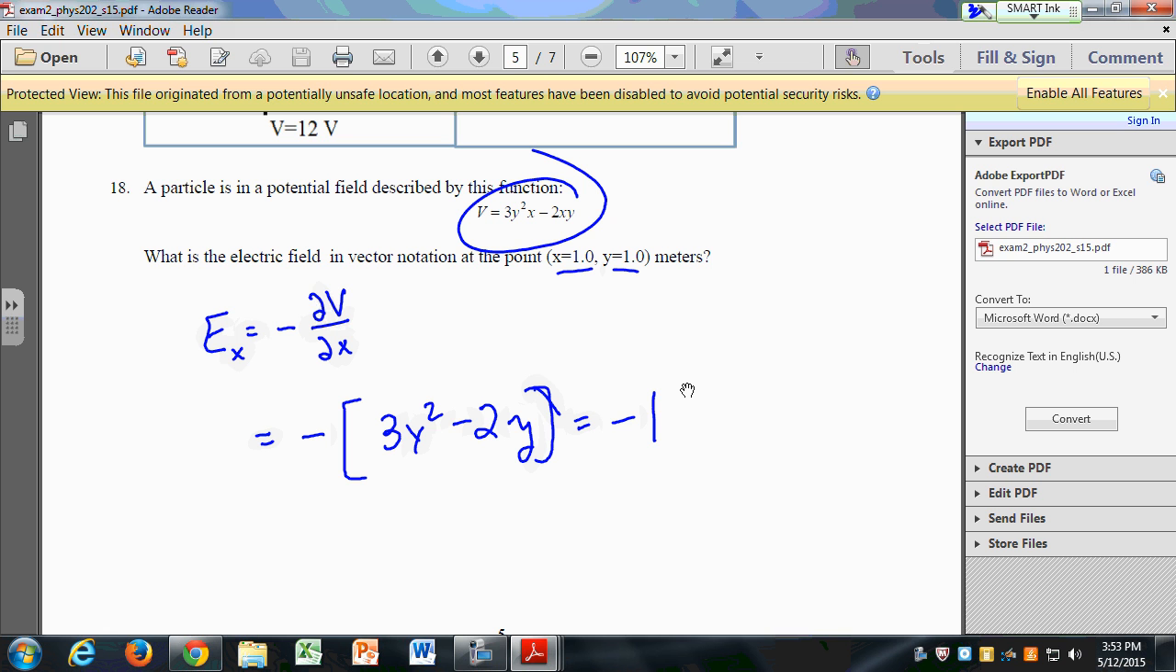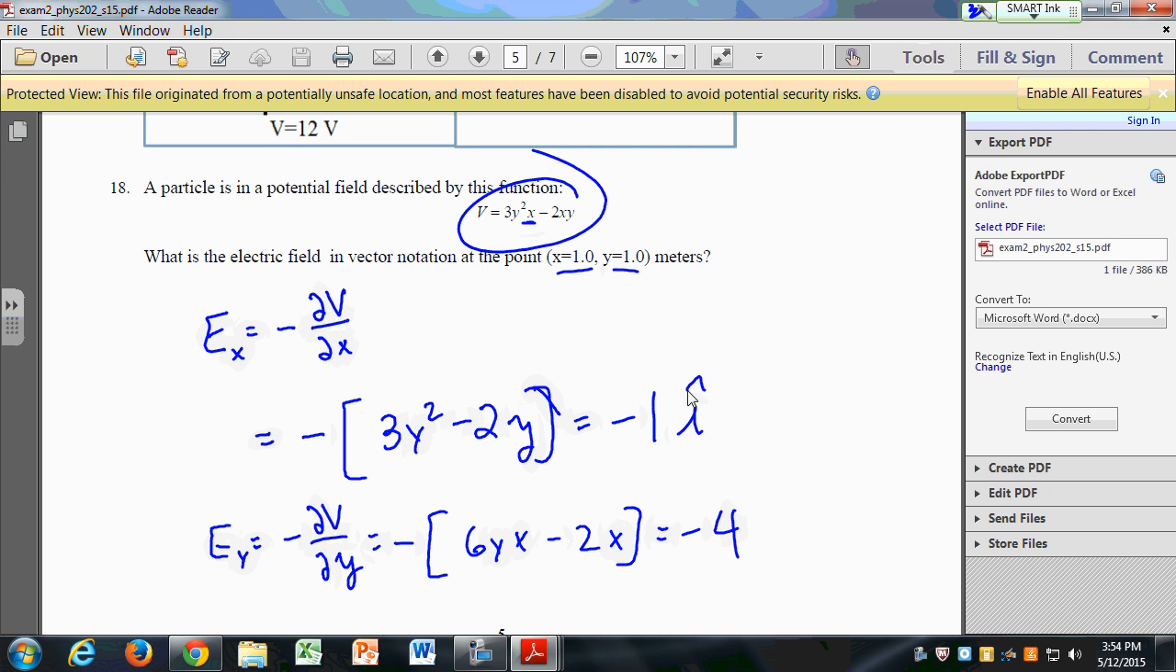Alright, let's do EY. It's just like a derivative, except you're holding the other values constant. What's this one going to be with respect to y? 6yx minus 2x. That's right, 6yx minus 2x. With respect to y, then I hold the x variable constant. It just becomes a constant, so it doesn't affect the derivative. You just sort of pull it out. And that's going to be equal to negative 6 minus 2, or negative 4. Those are the x and y components of the electric field. So this is in the I direction, this is in the j direction.